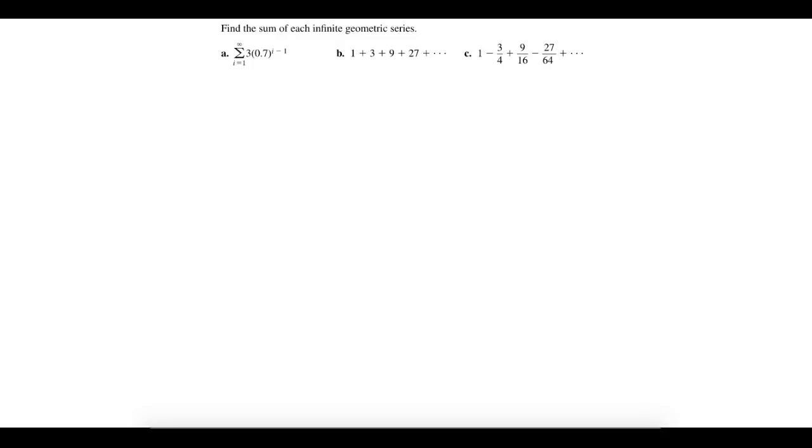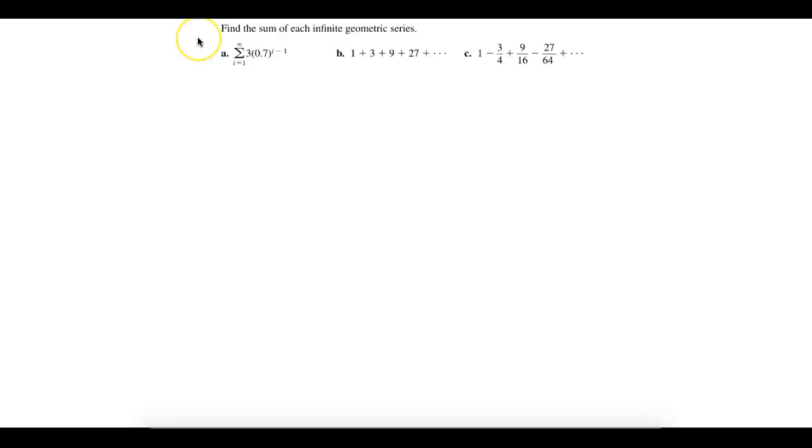Now, I'm going to show you some cases where we have an infinite geometric series, but we can actually take the sum of it and find the sum. So in this section, we're going to learn how to determine, first of all, if you can take the sum of an infinite geometric series, and if so, how you do that. So let's look at these first problems right here.